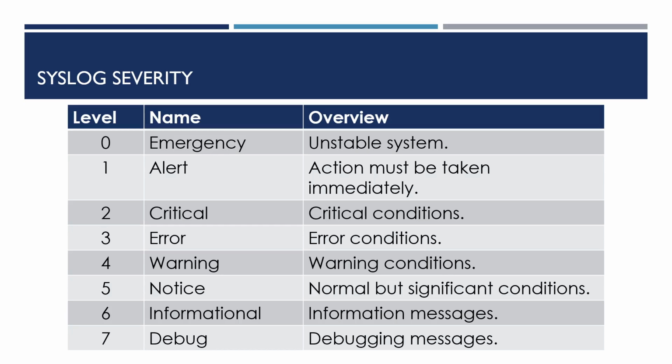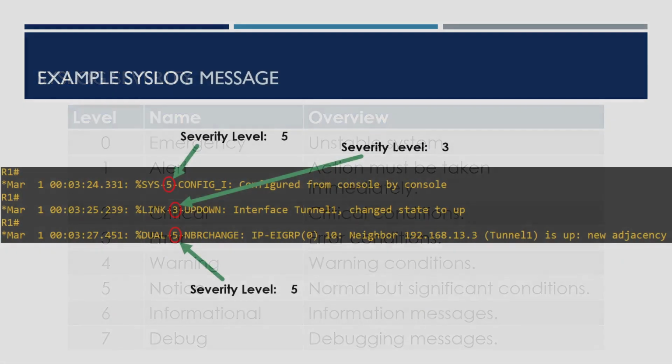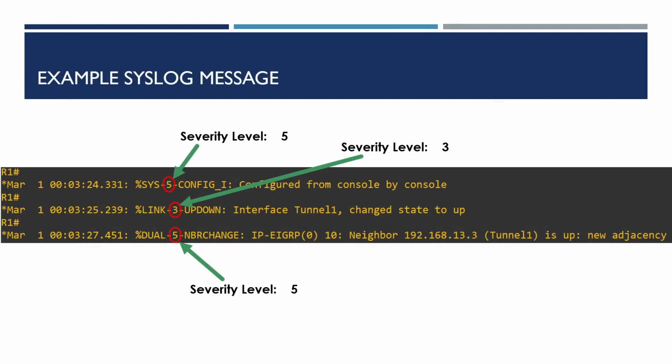As you can see, the lower the Syslog level, the more important the Syslog message. We can tell what severity our Syslog message is by taking a look at the Syslog itself. As you can see from the original example we looked at earlier, a number appears in the middle of the message. Our first message is a severity of 5, which is a notice. Our second message is severity 3, which is classed as an error. And the last Syslog is severity 5, which again is classed as a notice.